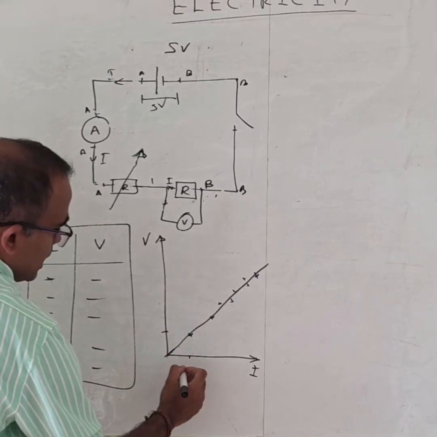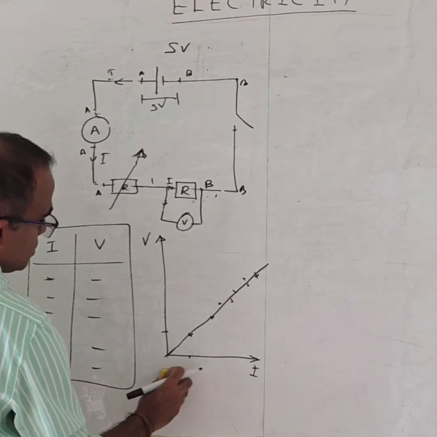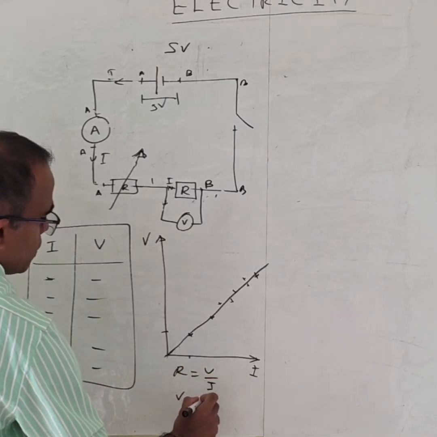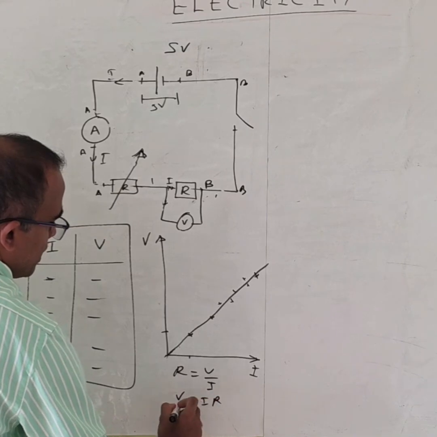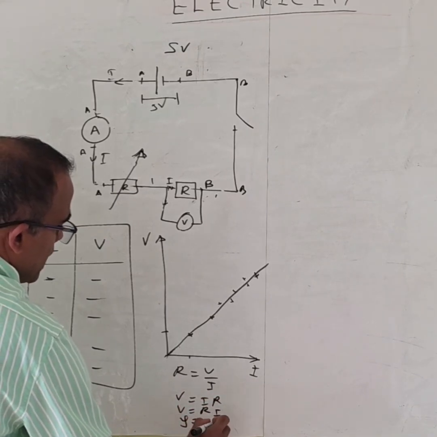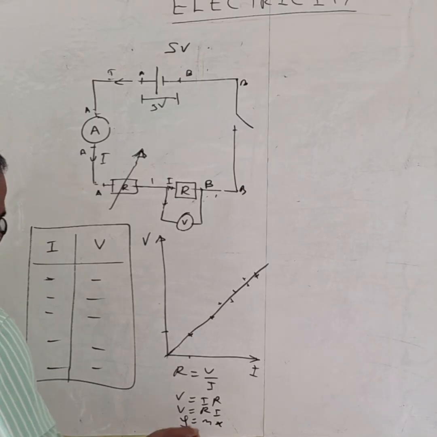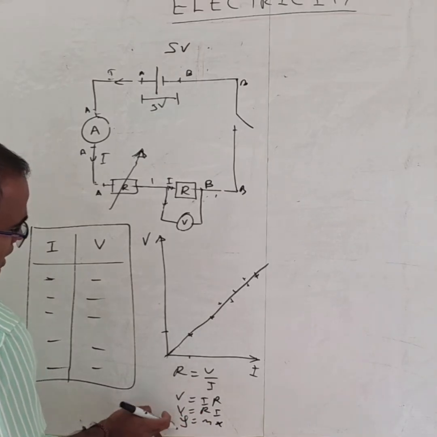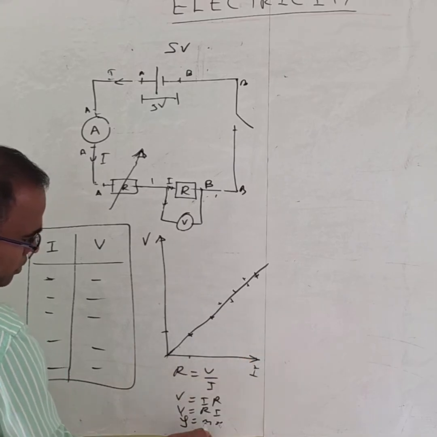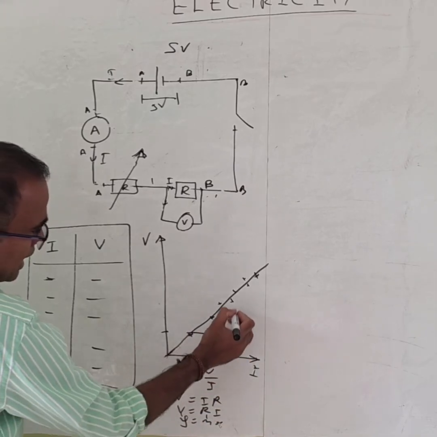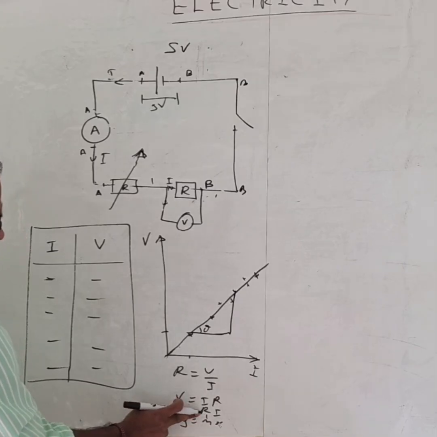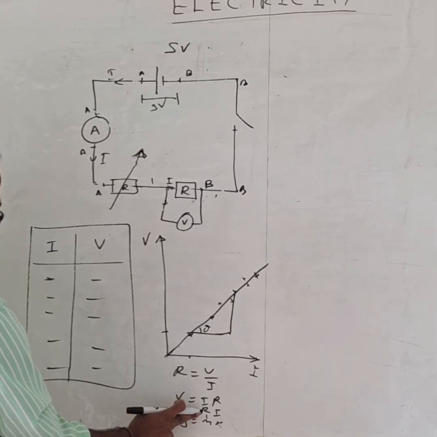And we already studied R is equal to V over I, V is equal to IR. If I rearrange, V is equal to RI, so it is in the Y is equal to MX format. If V is on the Y axis and I is on the X axis, the gradient of this line will give the value of the resistor.